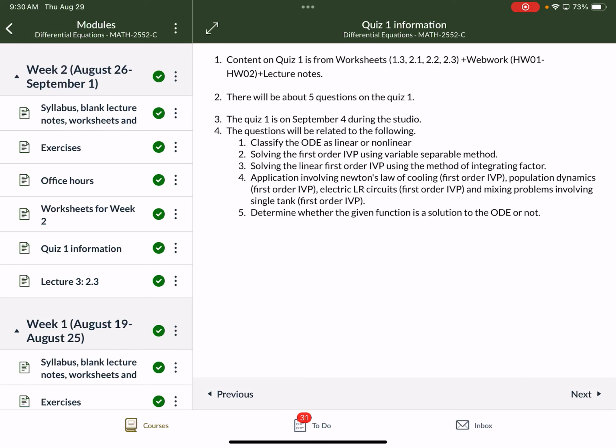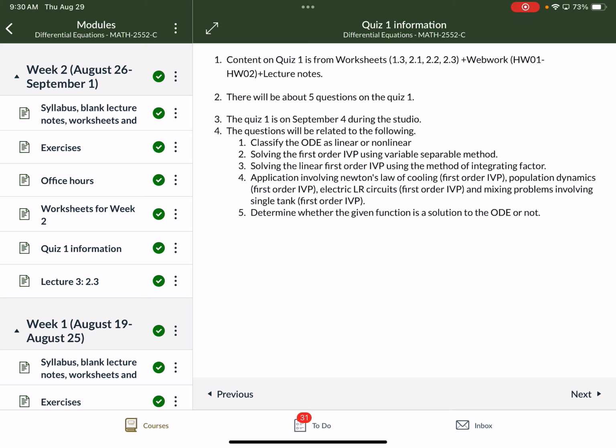The quiz is on Wednesday, September 4th, right? It covers sections 1.3, 2.1, 2.2, 2.3, web work, homework 1, homework 2, lecture notes, and worksheets of the same sections, okay?